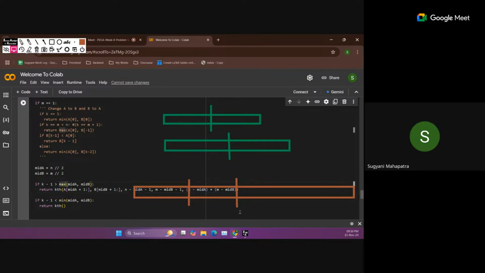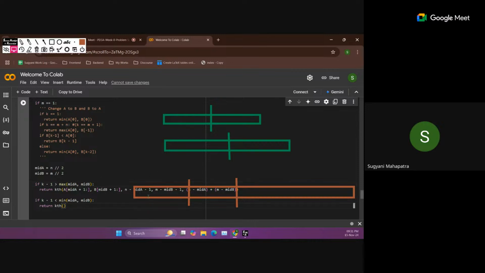But let's go with max of mid of A and mid of B. So if we're taking max of mid of A and mid of B, it means that I am to the right of the right value. Whatever is there, wherever mid of B is or mid of A is, whatever is to the right of the right value, I'll look into the right part, this part. Yes, ma'am.